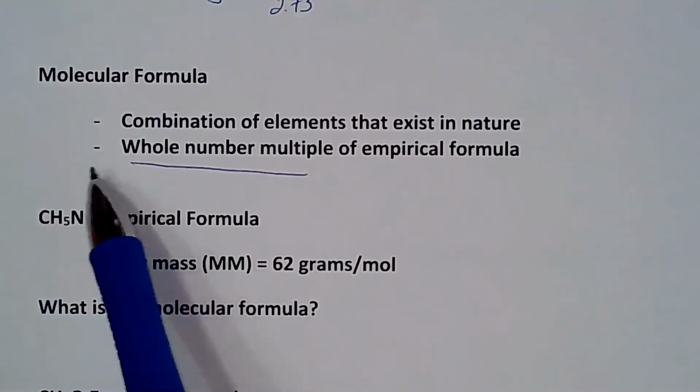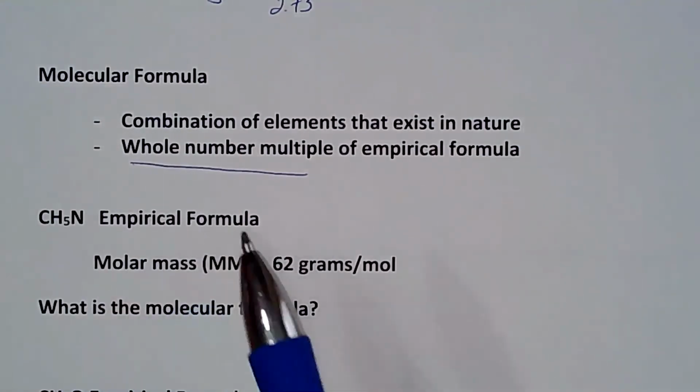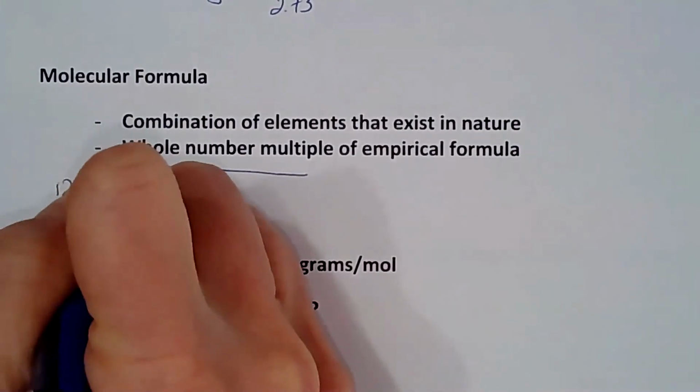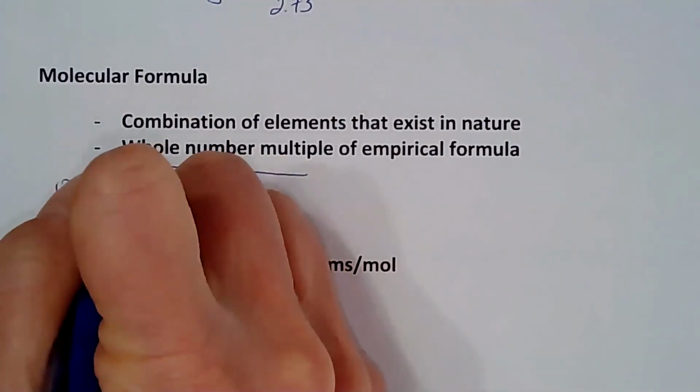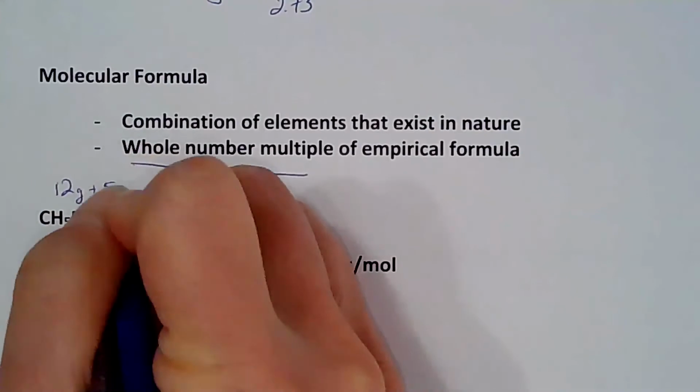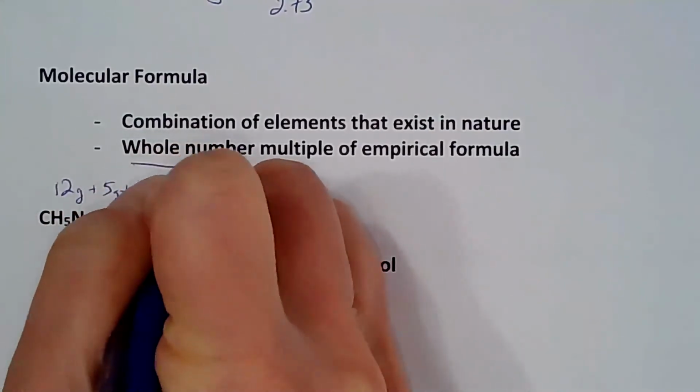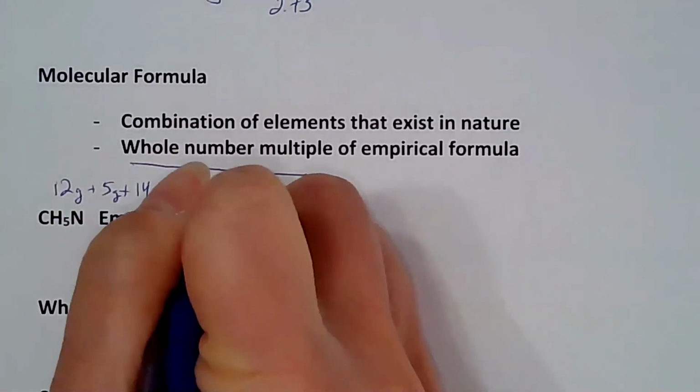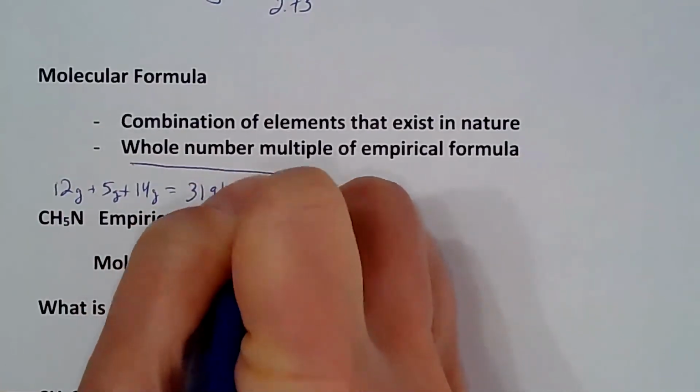Well, you know the empirical formula is this. So what I could do is add up. I get 12 grams for carbon. I have 5 grams essentially because I have 5 hydrogens. And then I get 14 grams, which is nitrogen. So I have a molar mass of 31 grams per mole.